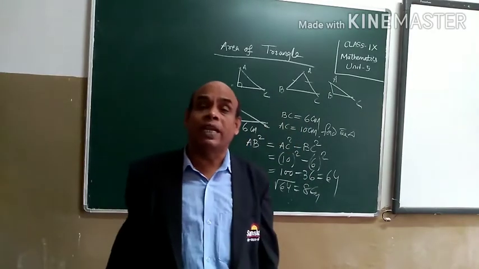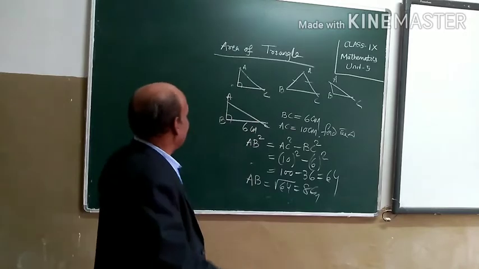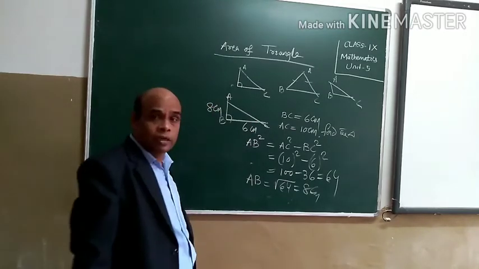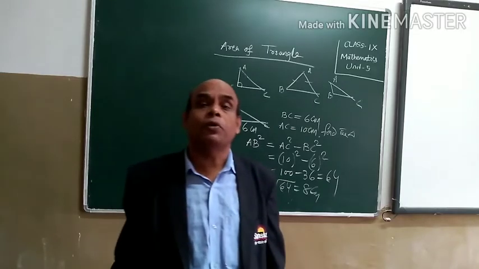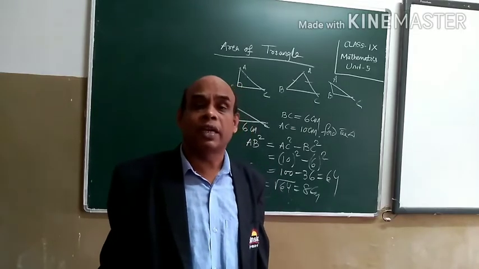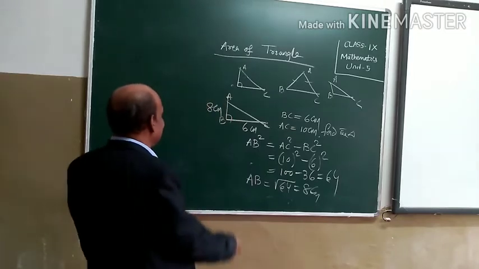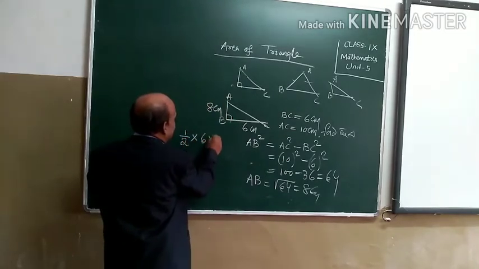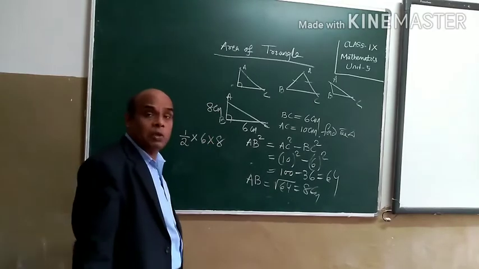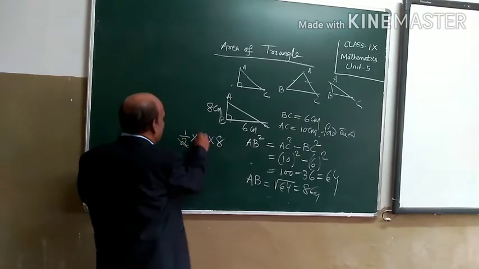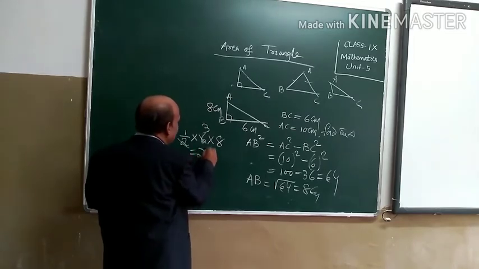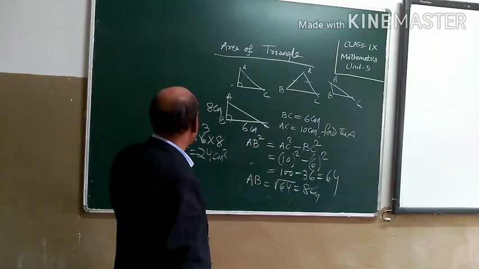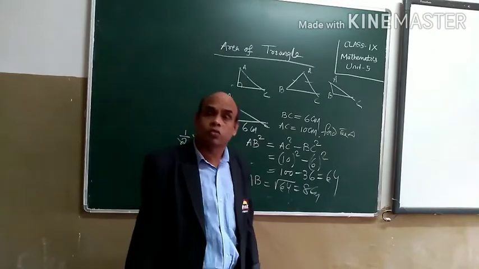Now we got the value of AB. What is the value of AB? 8 centimeter. Already we got. So now we have to find out the area of the triangle. So area of the triangle is half into base into height. So half into 6 into 8. So that is coming 24 centimeter square.